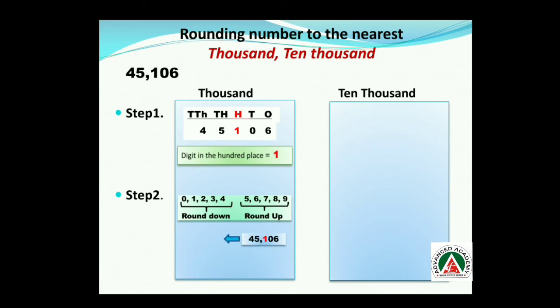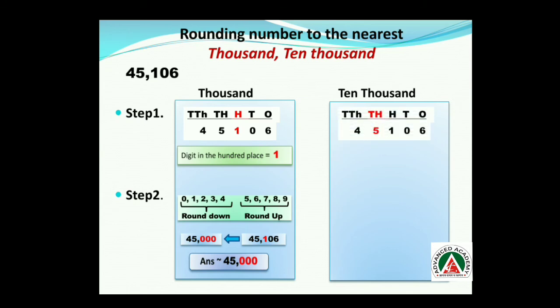So this 45,106, because we have to round this to the nearest thousand, till 1000 make it as it is and just drop all digits and make it 0. So the answer is 45,000. Simple. Okay.